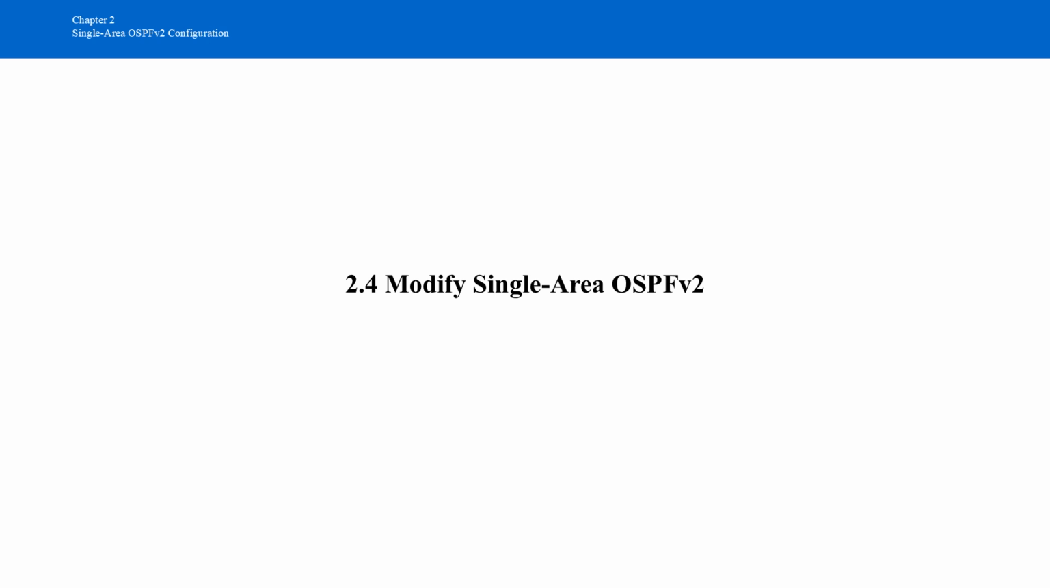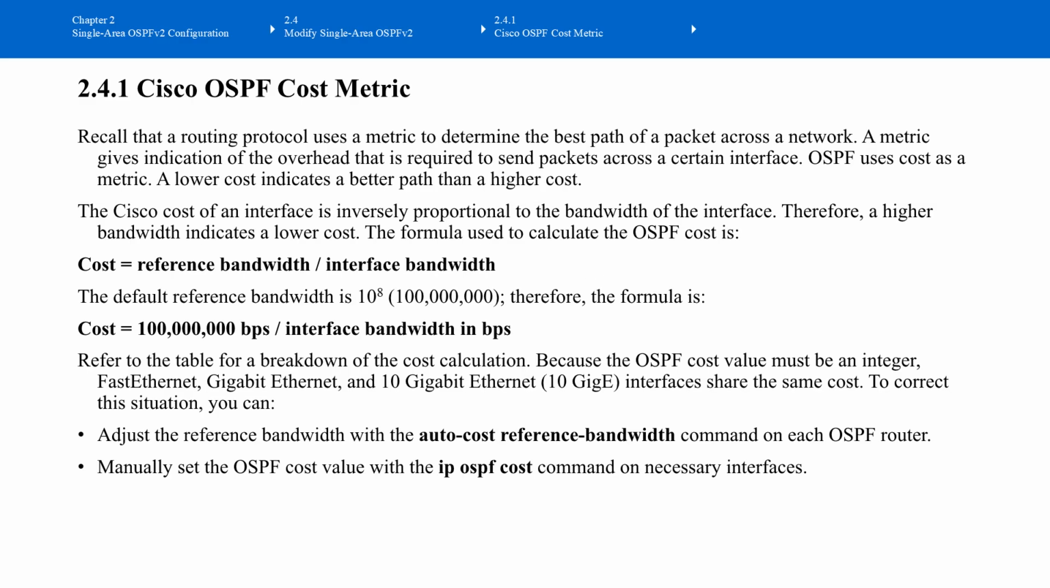2.4 Modify Single Area OSPF version 2. And 2.4.1, that's the Cisco OSPF cost metric. OSPF uses a metric called cost to choose the best path. The main idea is very easy. The lower the cost, the better the path.